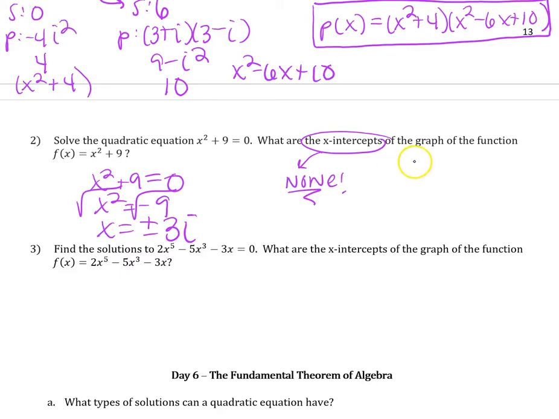And this makes sense. If you were to actually graph x squared plus 9, based on our prior knowledge, even from Algebra 1, you would know that this is a happy parabola that's been shifted up 9 units. That is not crossing the x-axis. So this is why my algebraic solution makes sense. It has solutions, plus or minus 3i, but it does not have x-intercepts, because there are no real solutions.